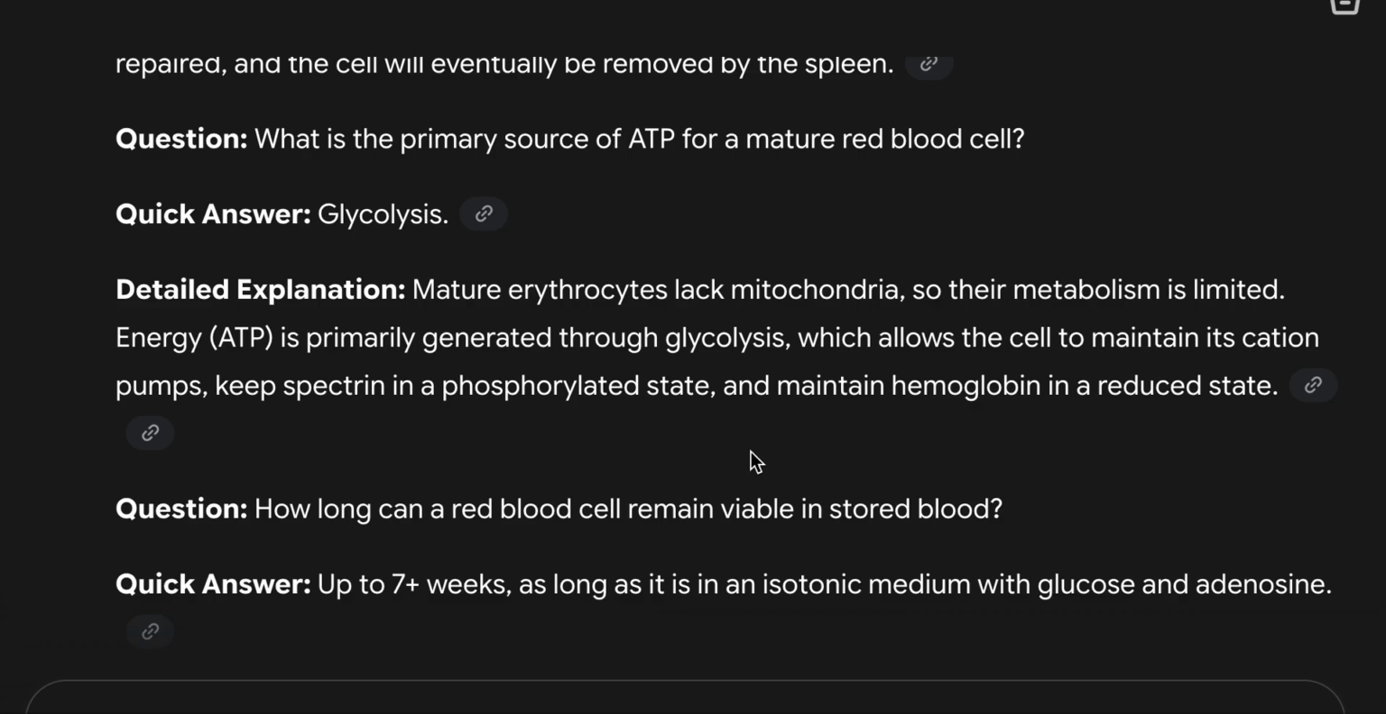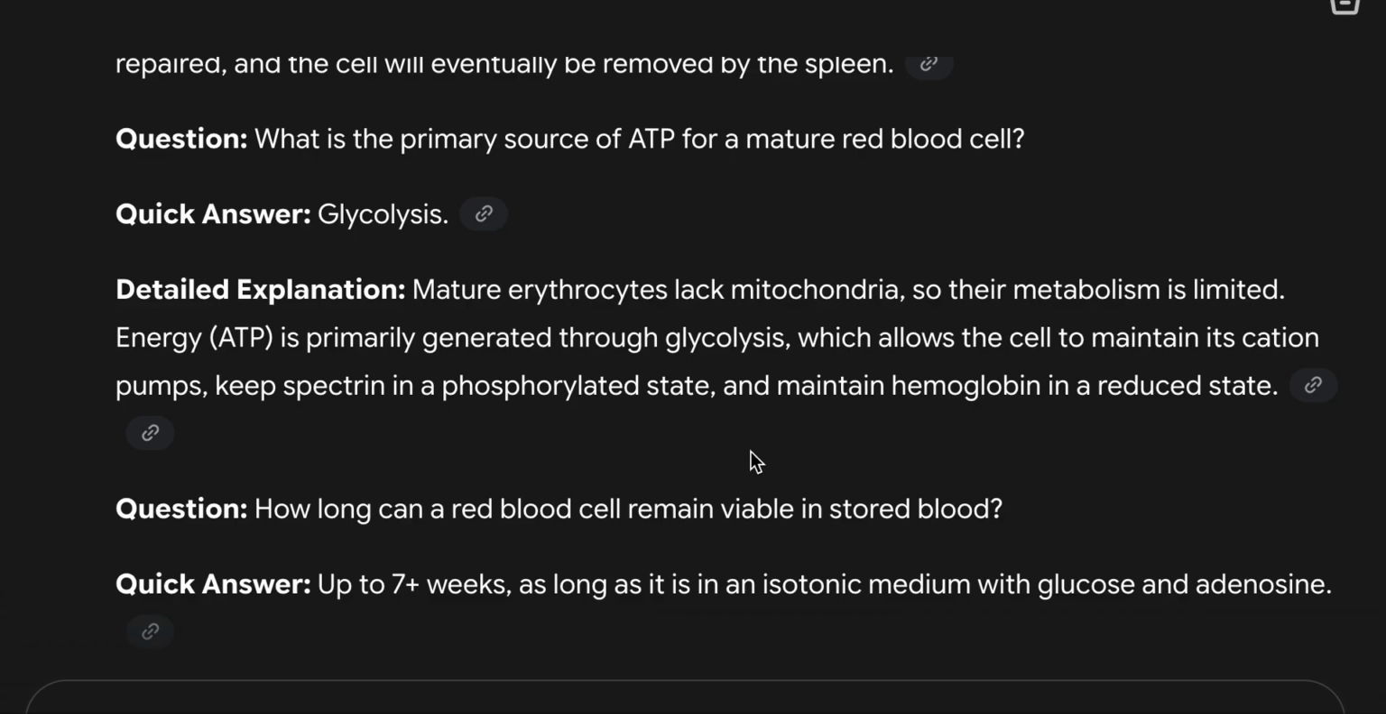Energy, or ATP, is primarily generated through glycolysis, which allows the cell to maintain its cation pumps, keep spectrin in a phosphorylated state, and maintain hemoglobin in a reduced state. So, what I just read through it, but let's repeat it. Why is ATP necessary for the cell? What are the three things that it does for the cell? It allows the cells to maintain their cation pumps, it keeps spectrin in a phosphorylated state, and it maintains hemoglobin in a reduced state.